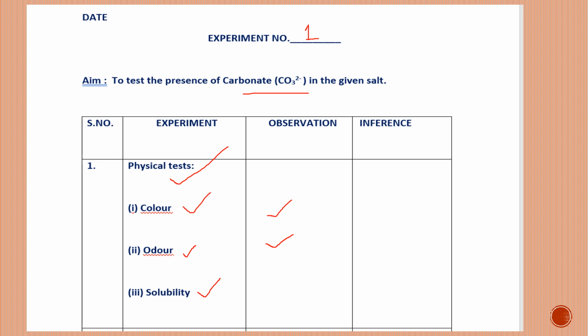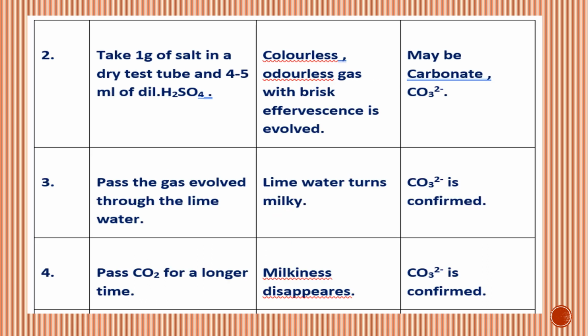Now, after writing the physical tests, this portion you can write when you are working in the lab. So you can just start the table like this and leave it as it is, so that when you're physically doing the experiment in the lab, you can fill this table. So this is the chemical test to identify carbonate in a given salt.